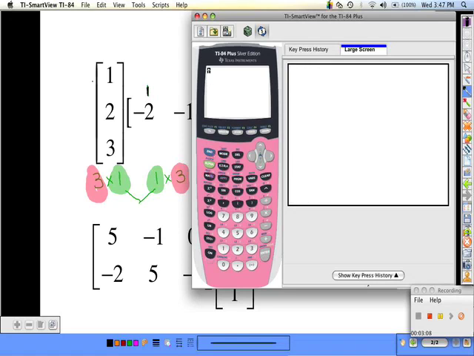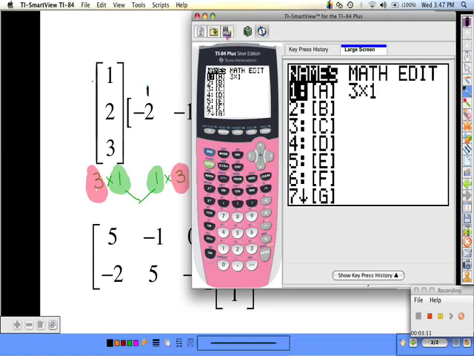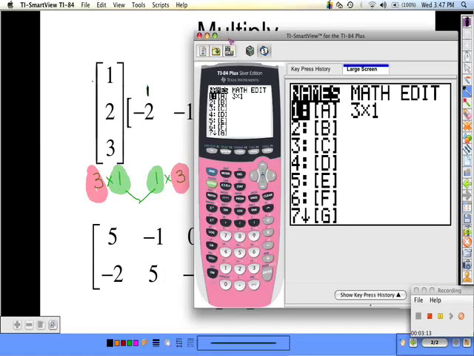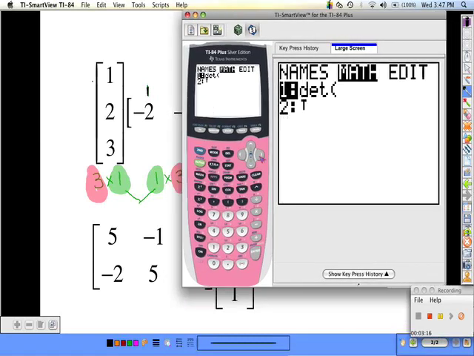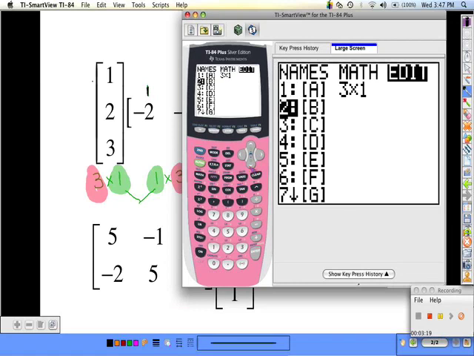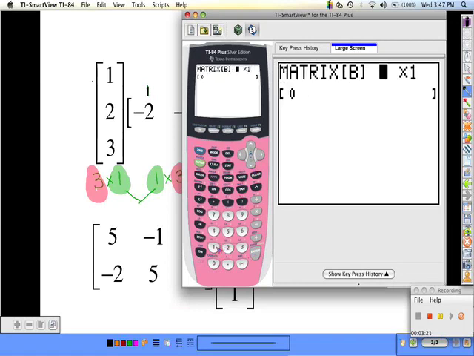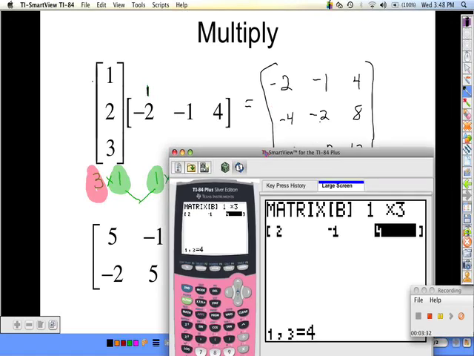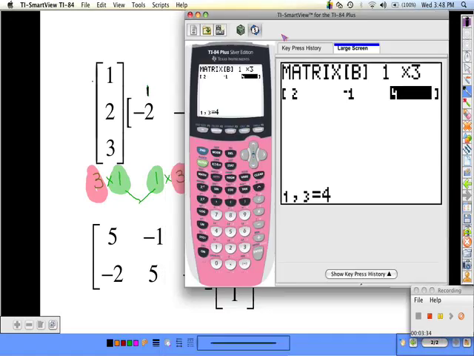Now I quit. I go back to my matrix menu. Negative 2, negative 1, 4 is going to be matrix B. It's a 1 by 3. Just double checking quick. Negative 2, negative 1, 4. The downfall to using the calculator for all this is if you mess up one number, it's going to throw off everything that you do with this matrix. So it's a good idea to double check what you're putting in.